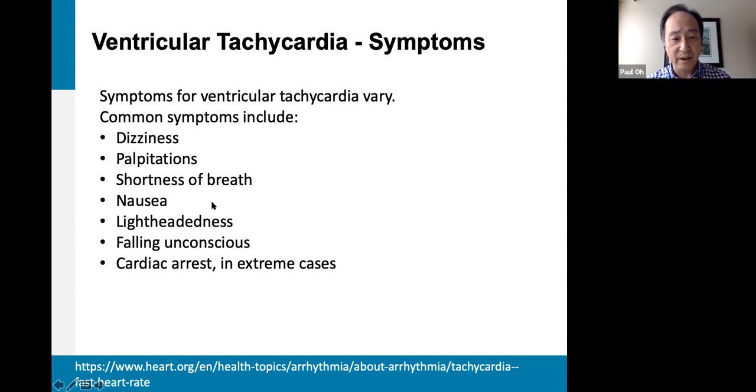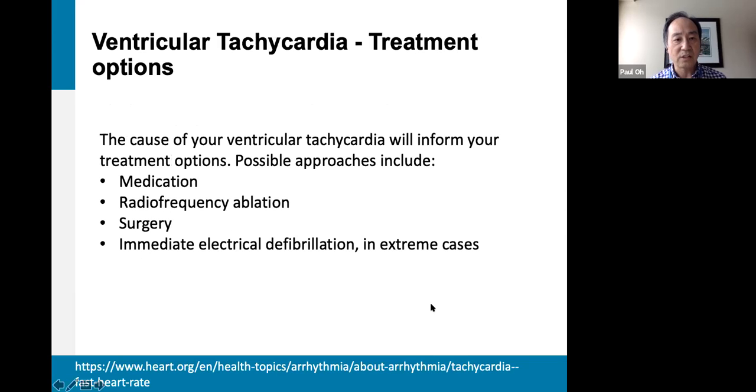Sweating, I should have put on there as well. I've met some people that know that their heartbeats go off if all of a sudden they get sweaty and feel like their stomach is upset. Lightheadedness, falling unconscious is the thing that makes us worry greatly about people living with heart conditions, that we're worried that an irregular heartbeat may have occurred. And we talked about cardiac arrest in extreme cases.